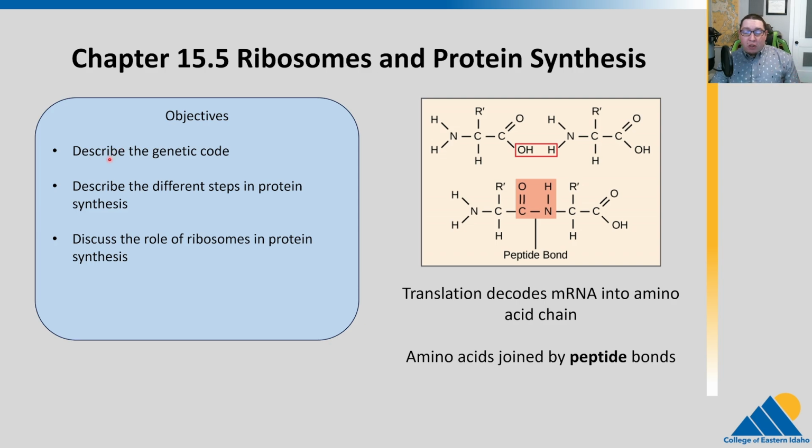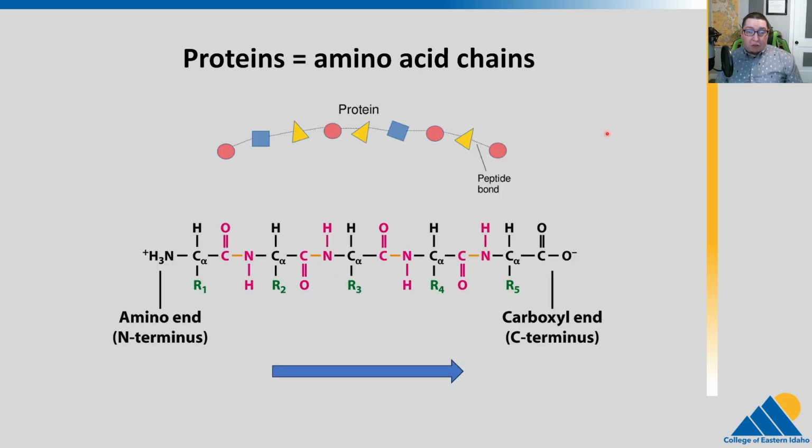We're going to talk about the steps in protein synthesis. How do we build a protein? And we have to talk about the role of the ribosome in doing this, because that's what's actually building the protein. So we're talking about translation. Translation is decoding the information in the mRNA and turning it into an amino acid chain. The amino acids get joined together by peptide bonds. A peptide bond is the bond that forms between one amino acid and the next amino acid. Now, an amino acid chain, which we'll call a protein, technically is a polypeptide. Once it's all folded up, it becomes the fully mature protein.